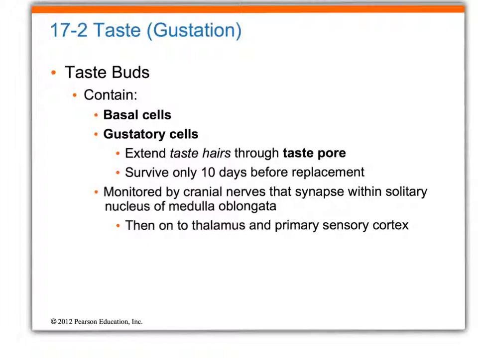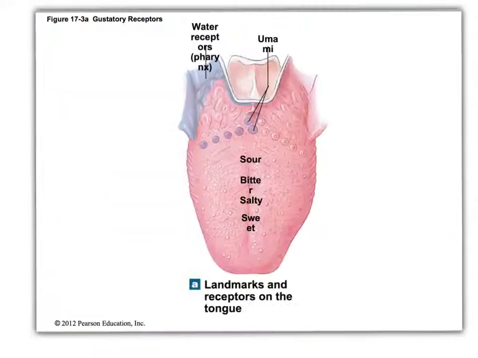And those cranial nerves are going to send impulses to the thalamus. Remember, everything except smell goes through the thalamus. And then to the primary sensory cortex, which is in the parietal lobes. There's a gustatory center on each parietal lobe, right and left, to help you interpret what you're tasting.